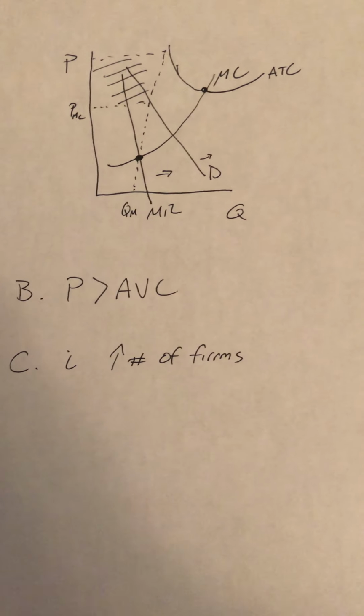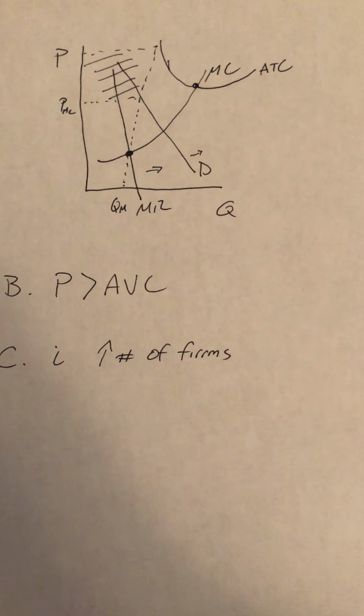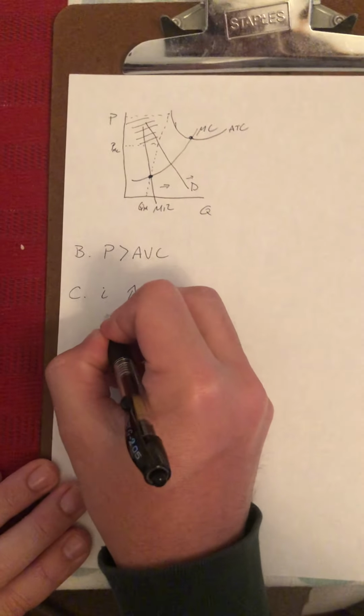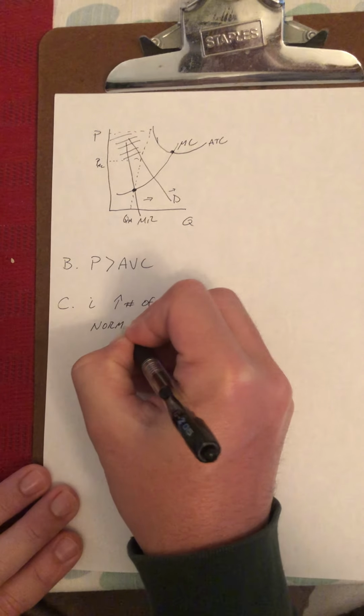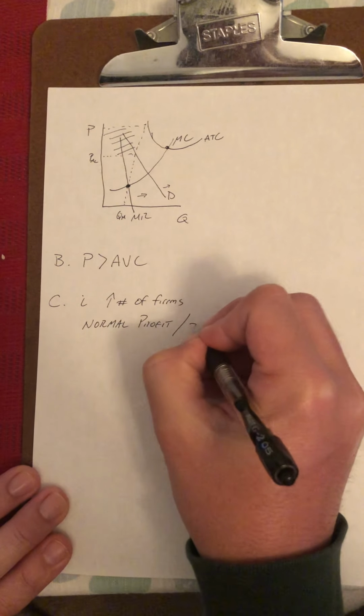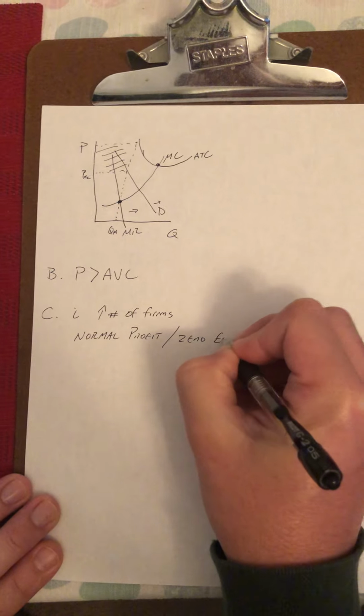For the company's profit, obviously, if this is now happening but it's now the long run, anytime in the long run we have what we call a normal profit. Or if you don't want to call it that, you would call it zero economic profit.